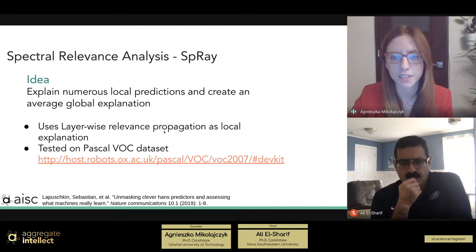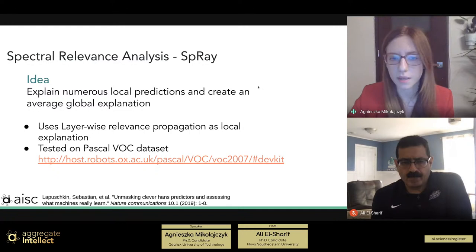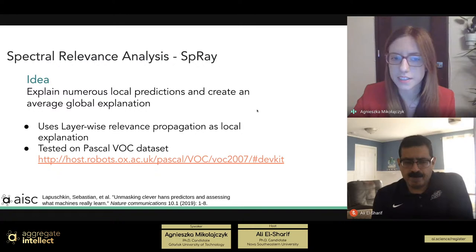So those heat maps I showed you before. And this paper is authored by the same authors as the previous paper I showed you before. And they tested it on the Pascal VOC dataset. It's a quite common dataset in imaging.